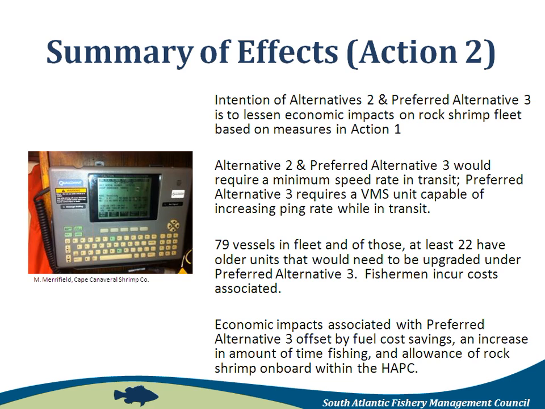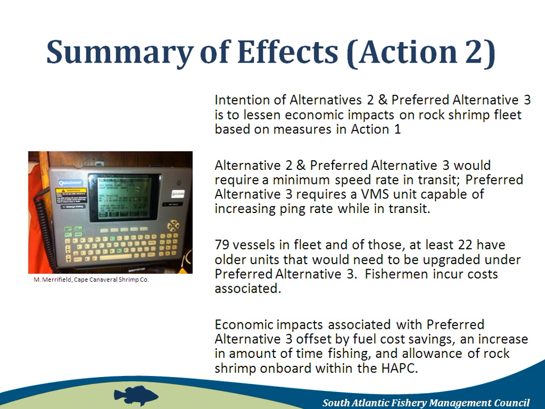Summary of effects for Action 2. Again, the intention of the alternatives is to lessen the economic impact on the rock shrimp fleet based on the measures identified in Action 1. Both alternatives under Action 2 would require a minimum speed rate while in transit. Preferred Alternative 3 requires a VMS unit capable of increasing a ping rate while in transit.